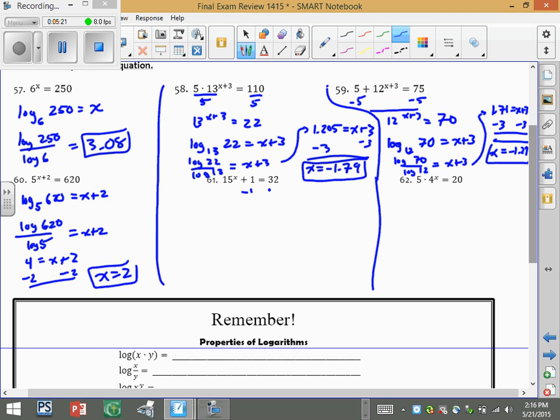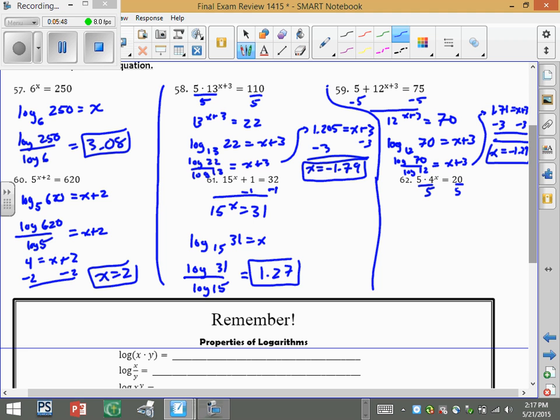Here, subtract 1 from both sides, so we have 15 to the x equals 31. Now we can do log base 15 of 31 equals x. Use your change of base formula. So log of 31 divided by log of 15. And this is one where we actually don't have to do anything afterwards. We can just say x is 1.27.